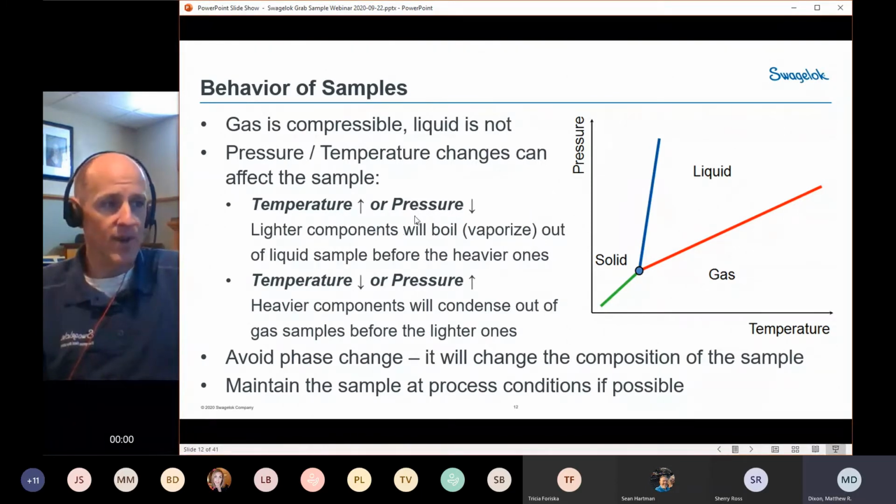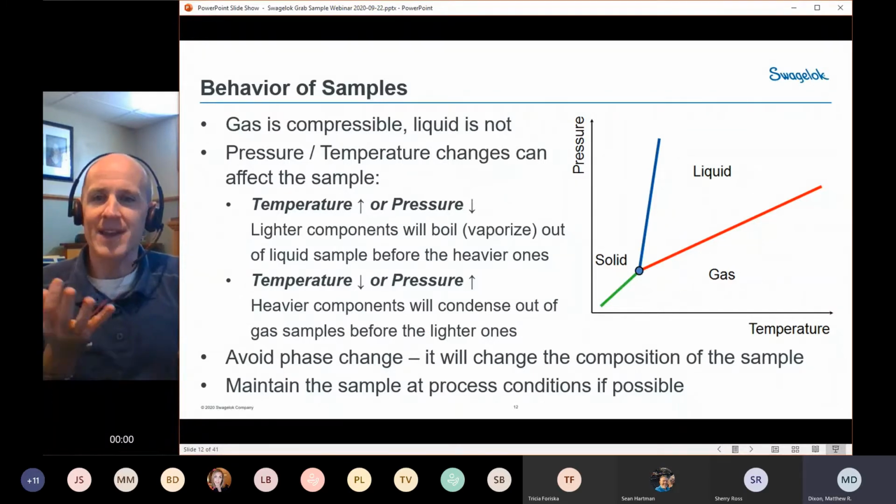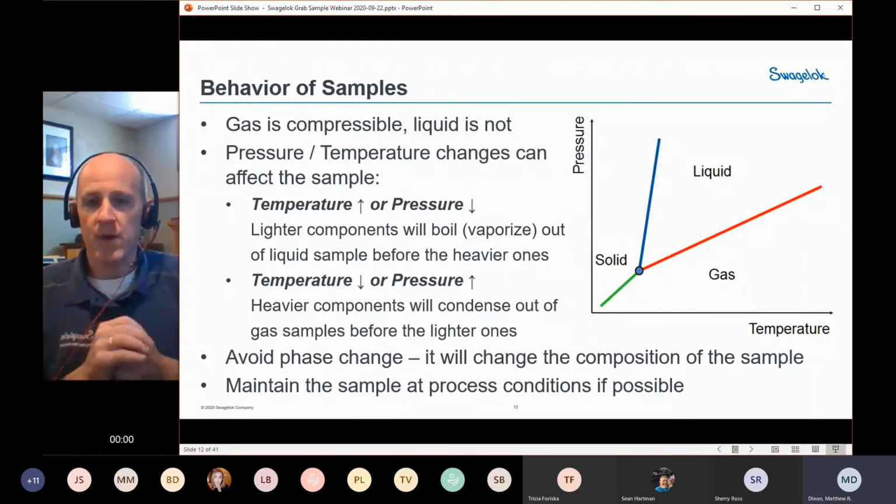temperature or vice versa. So in general, when we increase the temperature or decrease the pressure, we're much more likely for the light components to start vaporizing or boiling out of a liquid. So if we have a liquid that has methane dissolved in it, for example, and then we start increasing the temperature or dropping the pressure, it's very likely that that methane is going to start to bubble out.